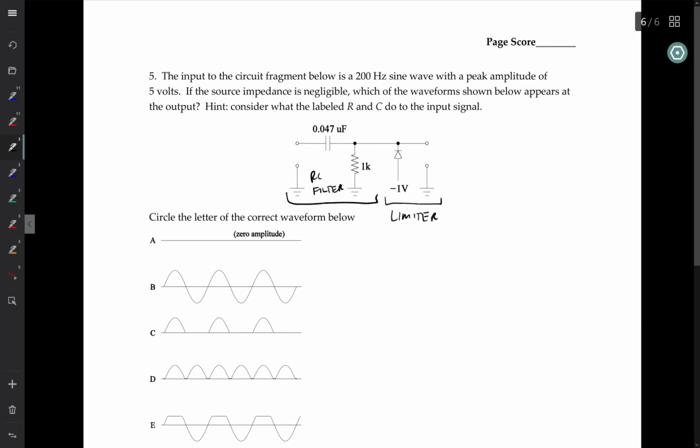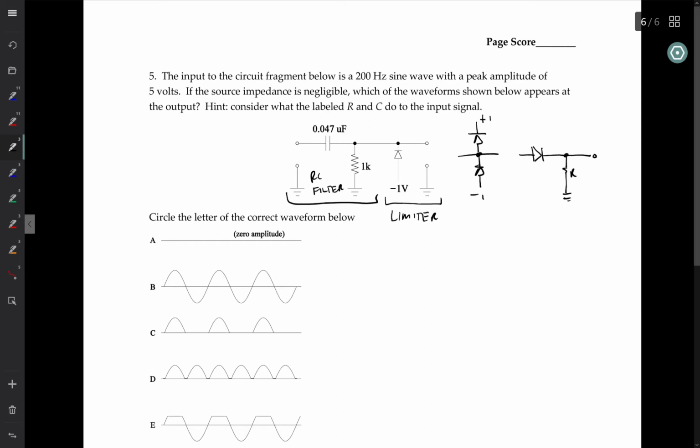In other versions, there was a dual limiter, which looks like this, where this was +1 and this was -1, or a rectifier, which looked like this. And basically this R acts as a load for the rectifier.